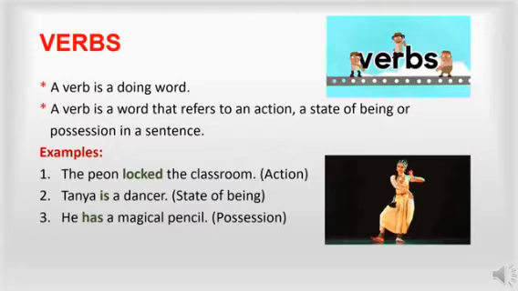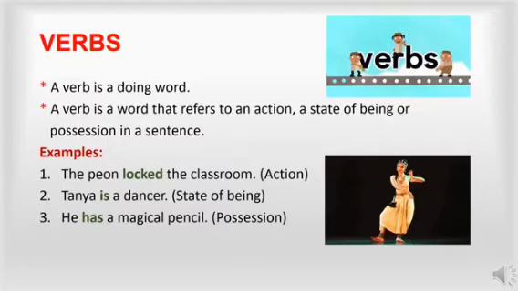Example. The first example is, the peon locked the classroom. What do you mean by locked? What does lock do here? It's an action verb. It's an action performed by the peon.